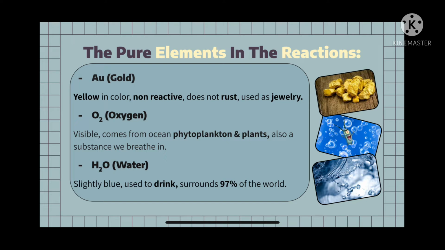Oxygen, which we never saw but breathe in and can't live without, is also another pure element in the reactants. Oxygen also comes from the ocean and plants. Moving on to our last element, which is water, usually or most of the time slightly blue. Water is something we drink and is used for several things in our daily lives. Water also surrounds 97% of our earth, but remember, only 3% of it is drinkable.